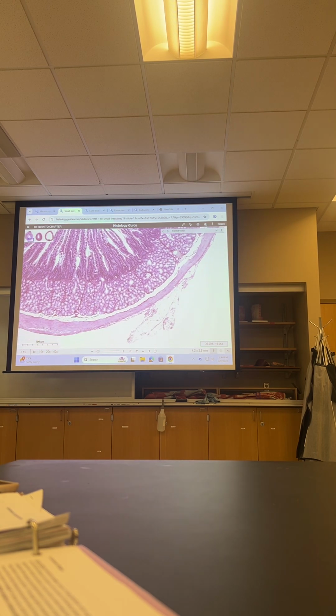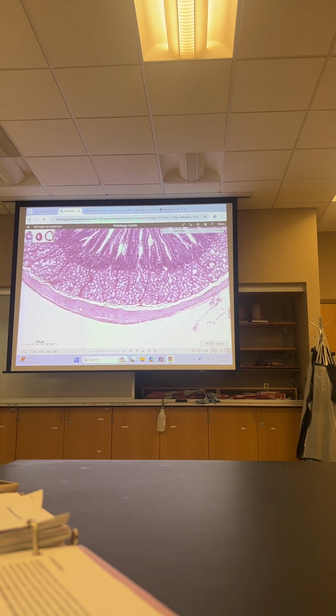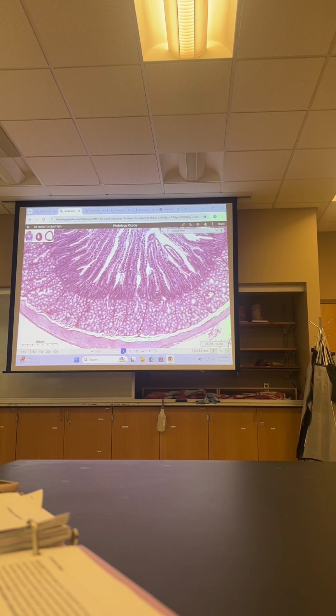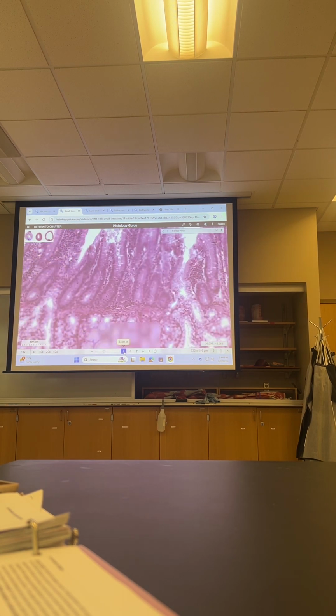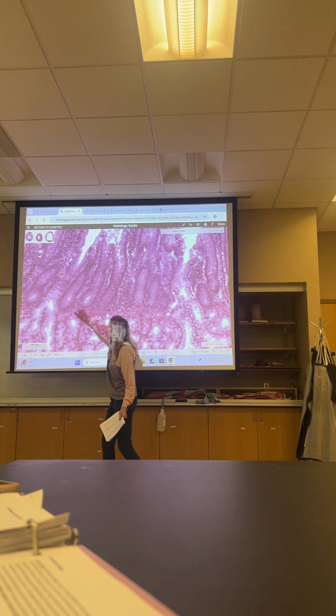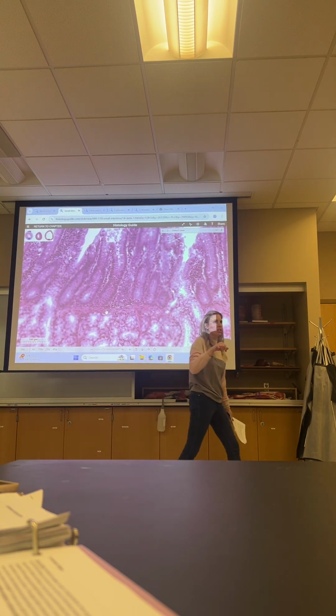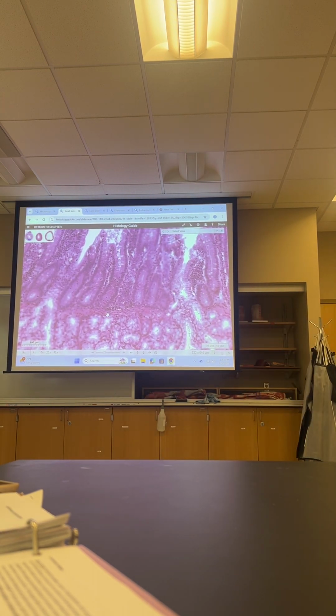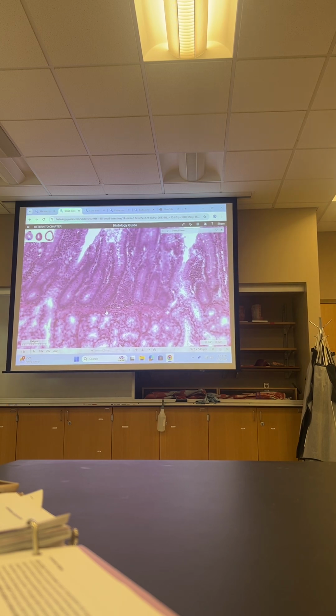And then below the submucosa is a layer of smooth muscle known as the muscularis externa. There is a muscularis mucosa in here, but I don't see it very well. Let me zoom in. There we go. It's a very thin layer right here. So you kind of see it here. Really thin layer of smooth muscle, the muscularis mucosa. So that's right before we get to the duodenal glands.